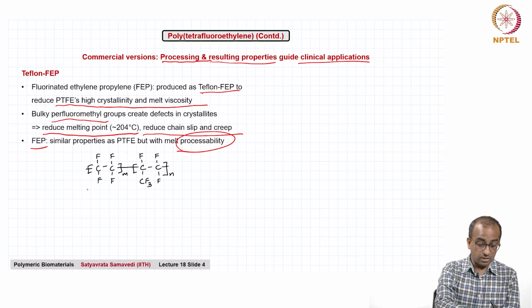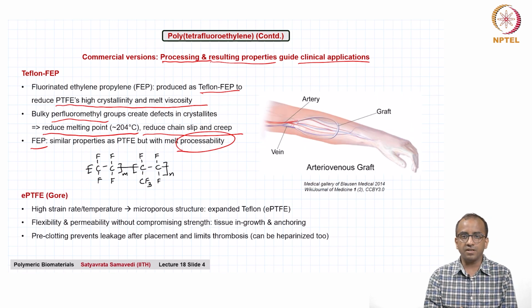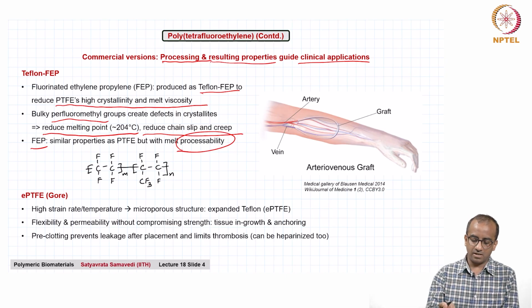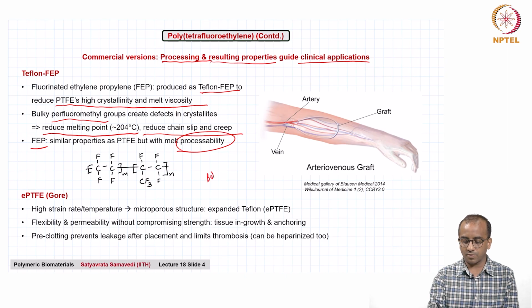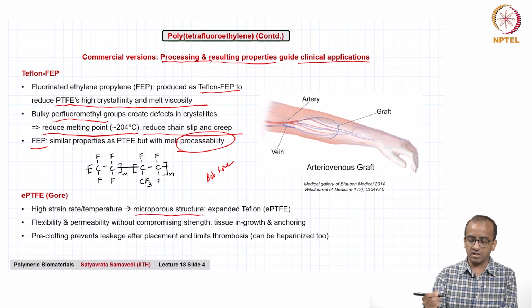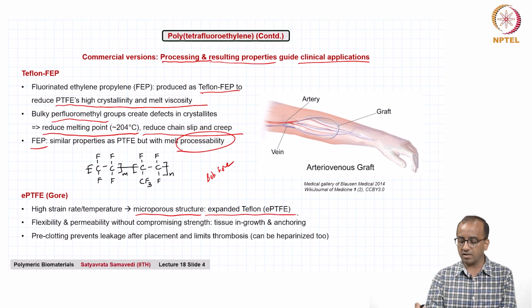Another important commercial version of PTFE is this expanded polytetrafluoroethylene developed by Gore. Now, there is also an interesting story to how this was developed. It so happens that Bob Gore, who was the son of William Gore, was trying to see if he can improve the properties of PTFE by applying very high strain rates at high temperatures, and he saw that resulted in a microporous structure, which was later called expanded Teflon.